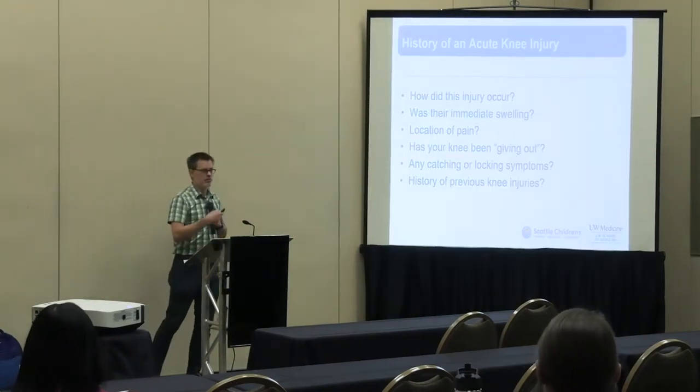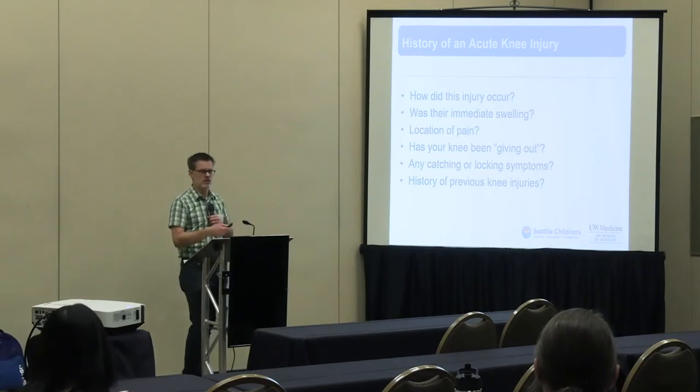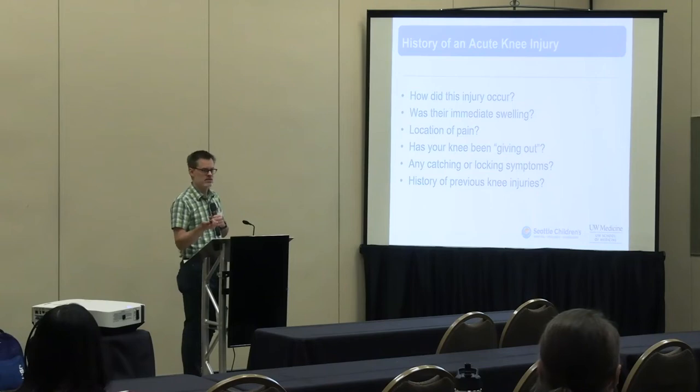A history of previous knee injuries. For a lot of injuries, the biggest predictor of having a future injury is having had one in the past, right? So if they have a history of a knee injury, an ACL tear or a meniscal tear or something like that, then that raises flags, even if it's the contralateral knee.